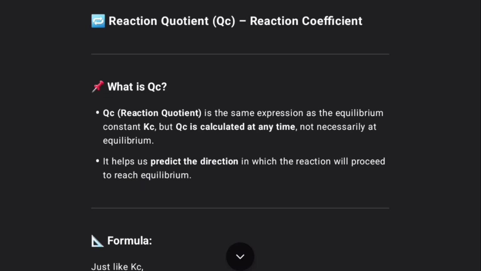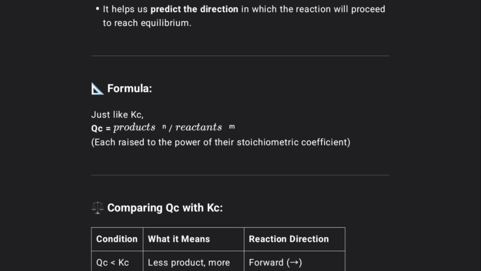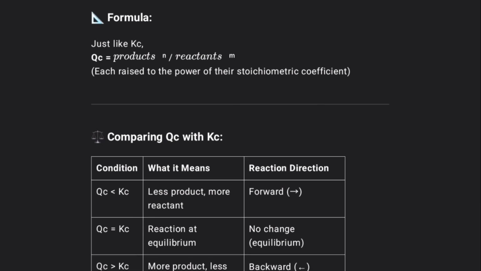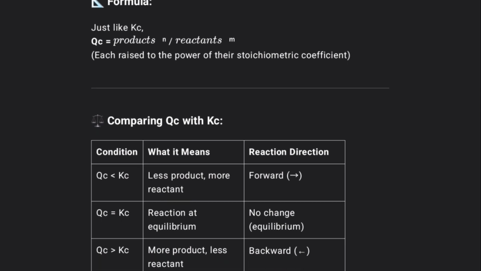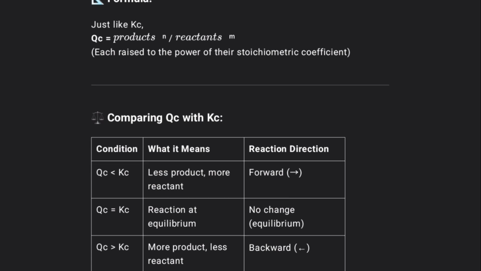Qc, the reaction quotient. What is Qc? Qc, the reaction quotient, is the same expression as the equilibrium constant Kc, but Qc is calculated at any time, not necessarily at equilibrium. It helps us predict the direction in which the reaction will proceed to reach equilibrium. Formula: just like Kc, Qc is the product of the concentrations of products, each raised to the power of its stoichiometric coefficient, divided by the same for the reactants.